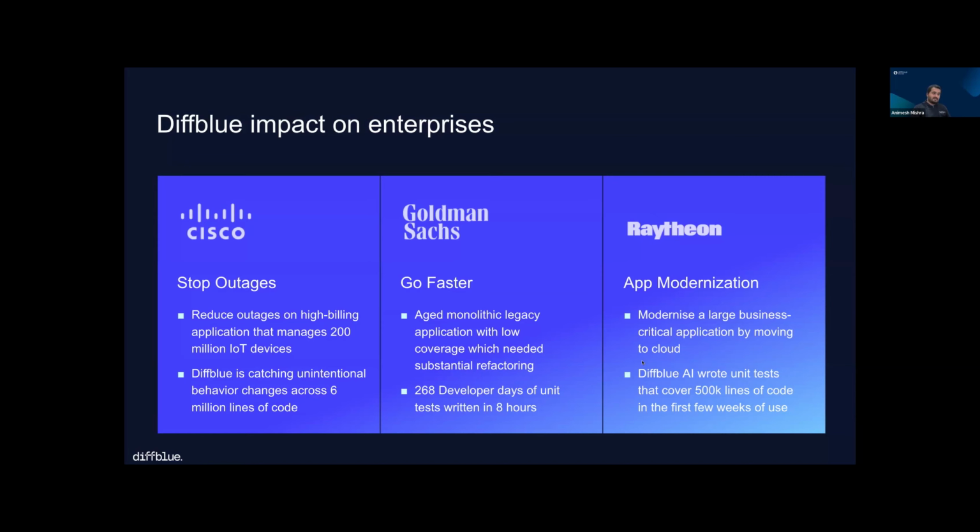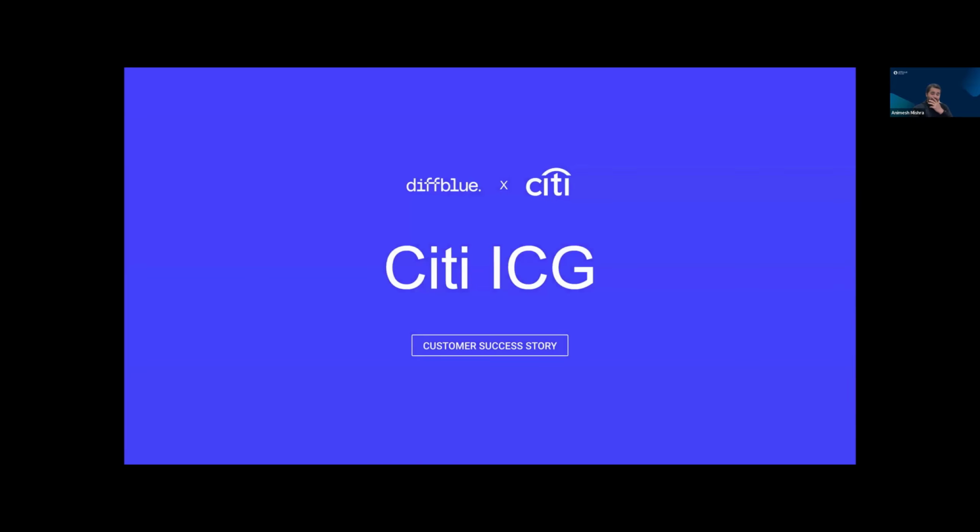And one of the coolest stories that we have is from Citi. So Citi Institutional Clients Group was under intense pressure from smaller, more nimble hedge funds that needed to innovate and deliver more quickly, but their legacy applications were preventing them from doing anything. So they needed to not just modernize, they needed to modernize fast, and they needed to modernize at scale.